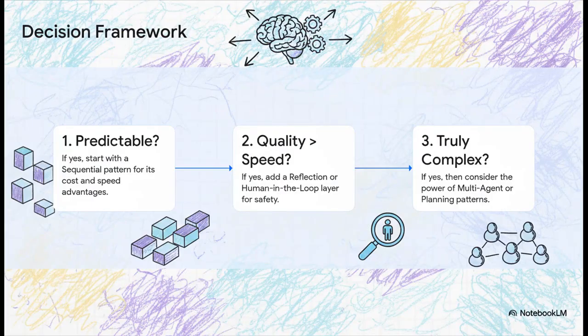All you have to do is ask yourself 3 questions. First, is the workflow predictable? If the answer is yes, just start with a sequential pattern. It's cheap and fast. Second, is getting it right more important than getting it fast? If yes, then you need to add either reflection or a human in the loop. And third, is this task genuinely, truly complex? Only then should you start thinking about the heavy hitters like multi-agent or planning.